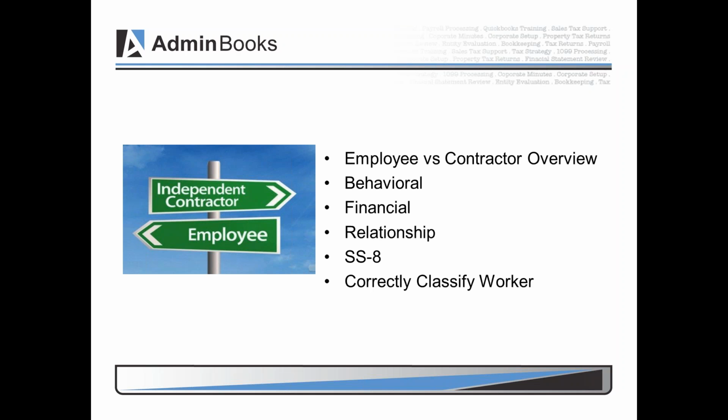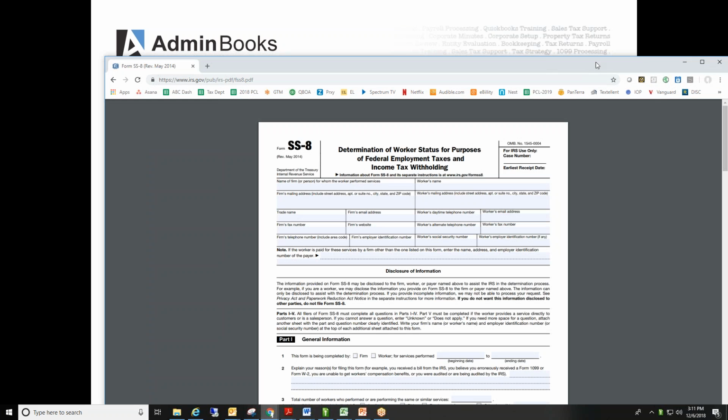The other thing is relationship control. What is the relationship like, and is that worker eligible for employee benefits? If they're eligible for retirement and PTO, obviously they're going to be an employee. They can't be a contractor. Now there is a form called an SS-8, and I have this on my other screen, but I'm going to bring it over.